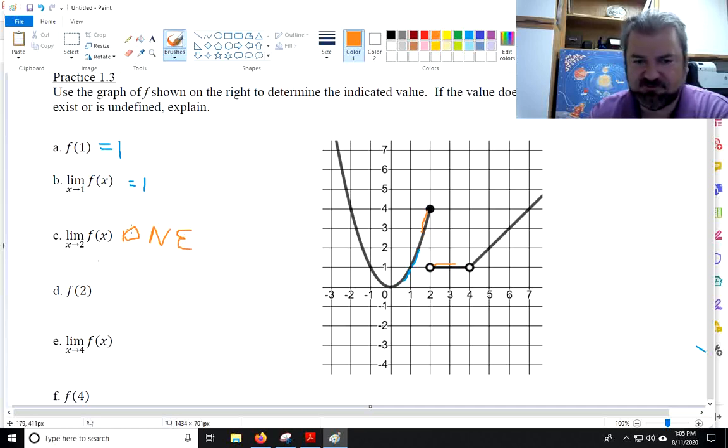What about f of 2? Does that exist? Yeah, that one does. It's the colored in circle. That's at 4. How about the limit as x approaches 4? From the left, it appears to be a 1. As I travel the curve towards x equals 4 from the right, it also appears to be a 1, so we're going to conclude that the limit is 1. F of 4, that's undefined.